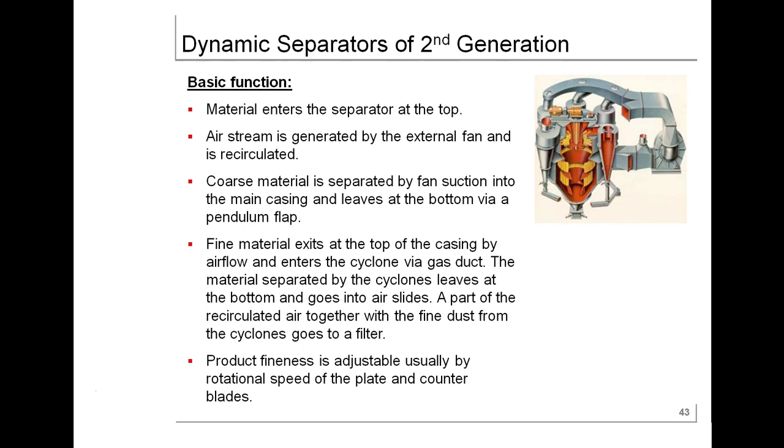Coarse material is separated by fan suction into the main casing and leaves at the bottom via a pendulum flap. Fine material exits at the top of the casing by airflow and enters the cyclone via the gas duct. The material separated by the cyclones leaves at the bottom and goes into air slides. A part of the recirculated air together with the fine dust from the cyclones goes to a filter. The product fineness is adjustable usually by rotational speed of the plate and counter blades.